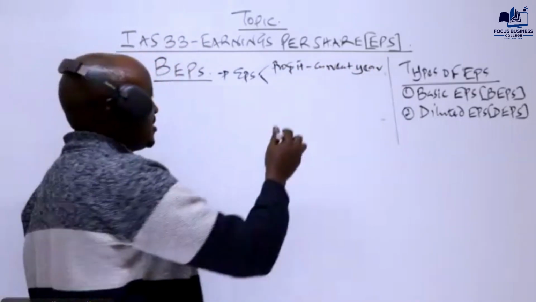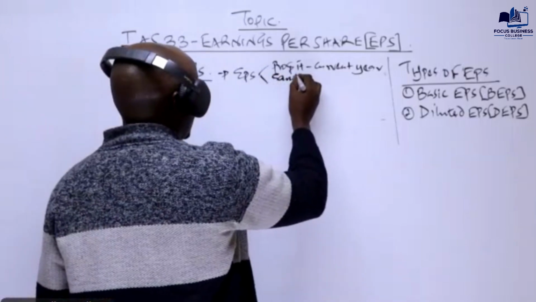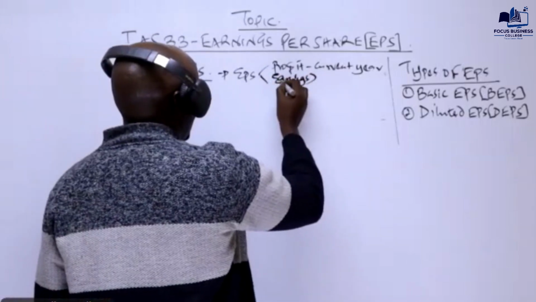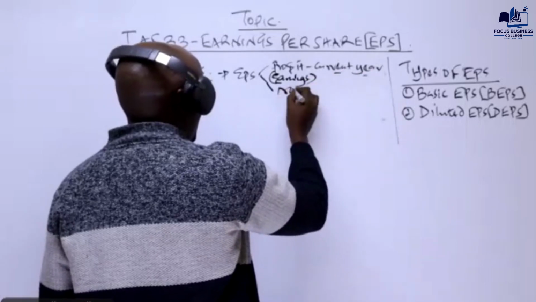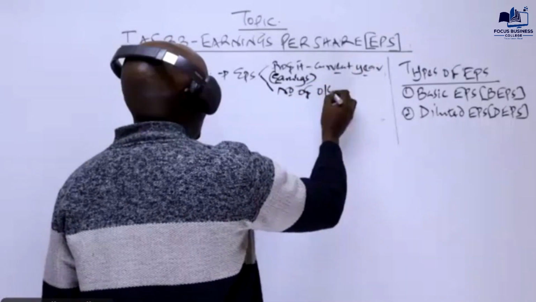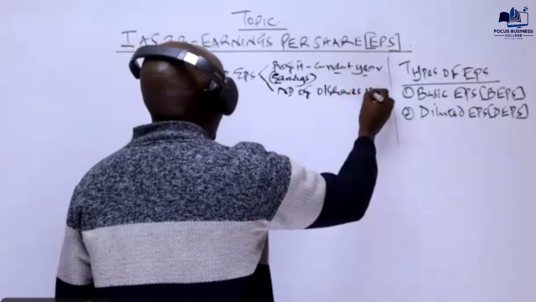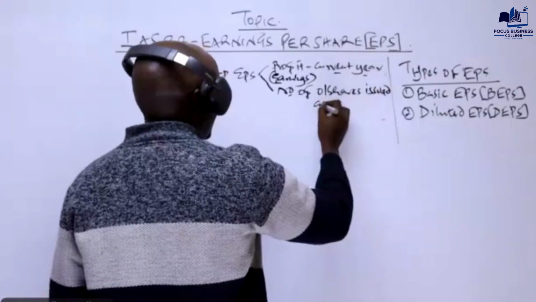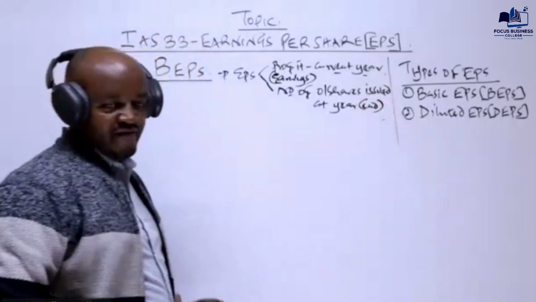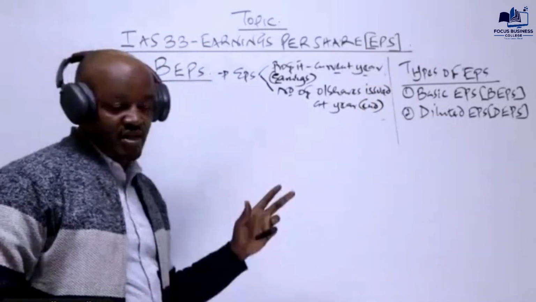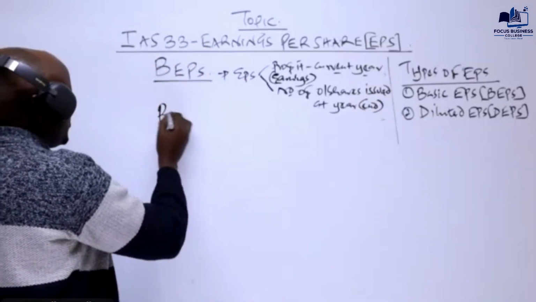So the profit in this case can also be known as what? Can also be known as earnings. So we use the earnings, or basically the profit for the current year, and also the number of ordinary shares issued at the end of the year. Issued at the end of what? At the end of the current financial year. So therefore, to compute this basic earnings per share, this is the formula which we use.